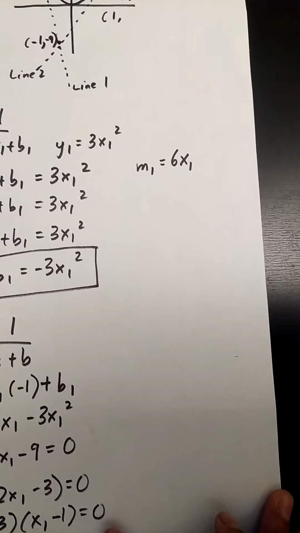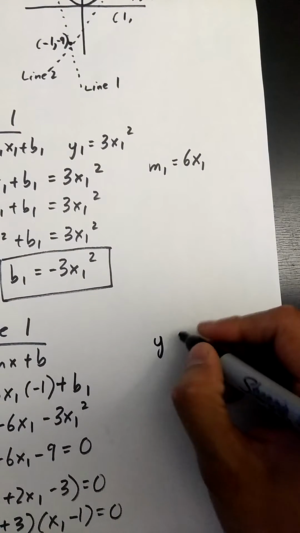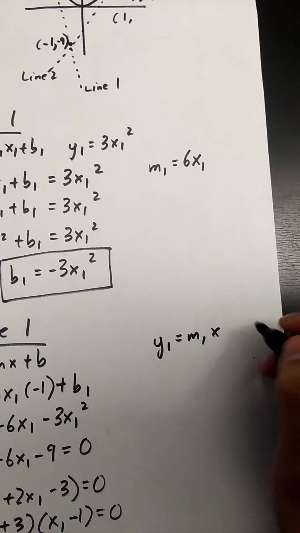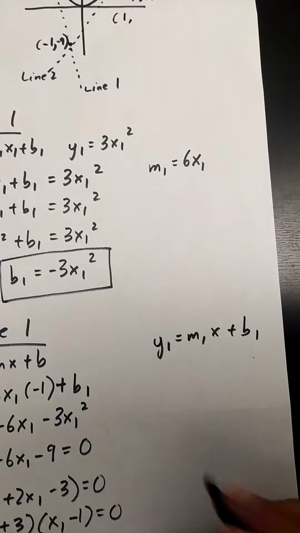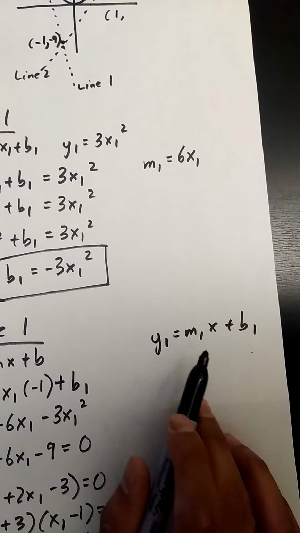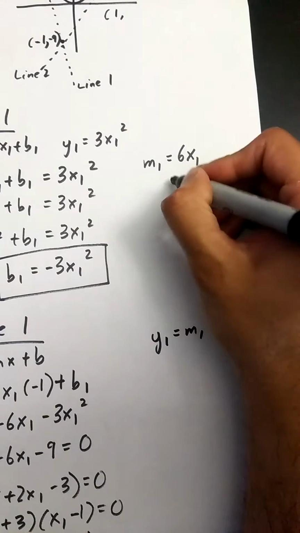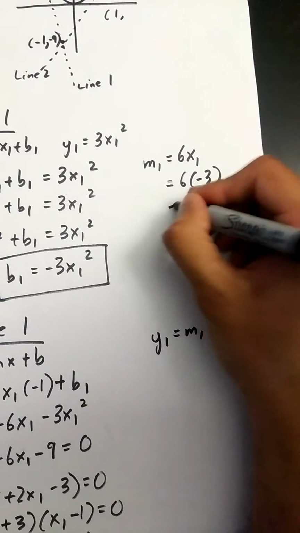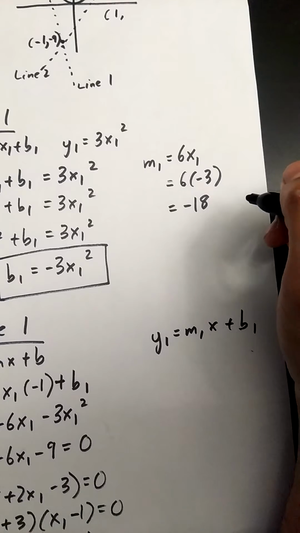Now let's actually figure out the equation for this line. So again, I'm going to start with y1 equals m1x plus b1. Okay, and basically the first thing I want to do is I just want to figure out my m1. So I know that my m1 is 6 times x1, and I know my x1 is -3. So basically my slope of my first line is -18.